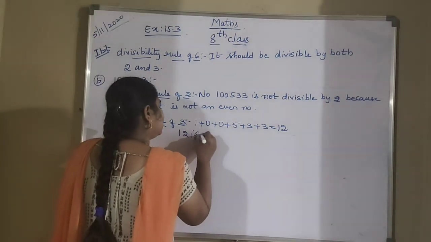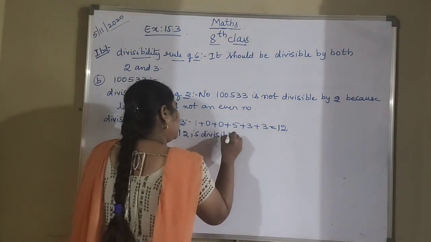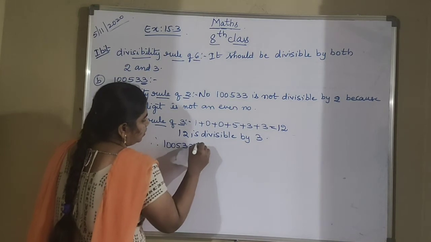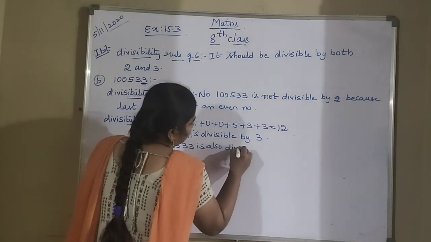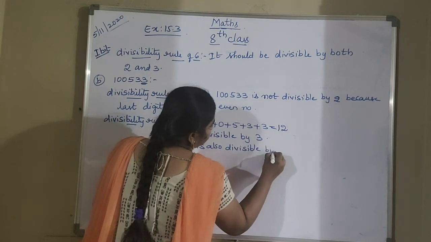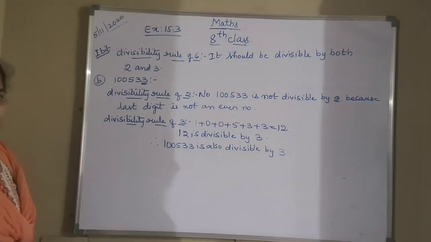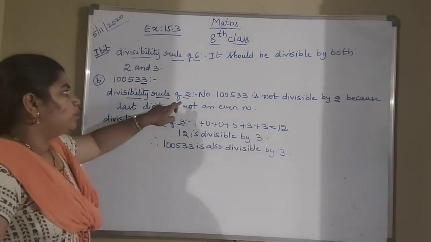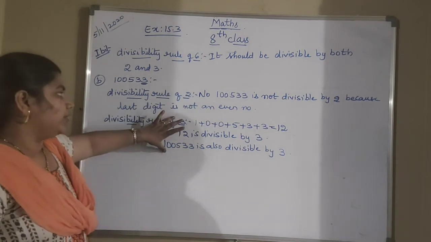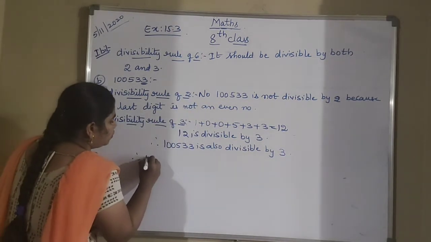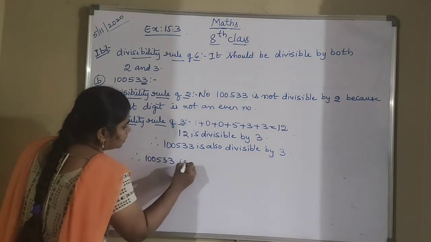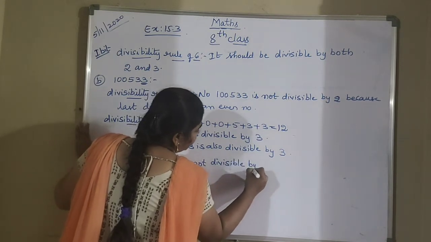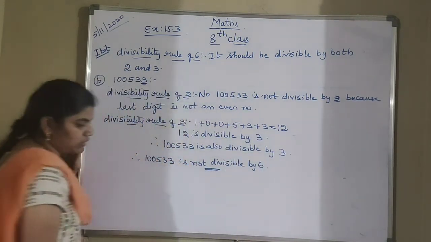So 12 is divisible by 3. Therefore 100533 is also divisible by 3. So is it divisible by 6 or not? No, because it is not divisible by 2, though it is divisible by 3. For the divisibility rule of 6, both should be satisfied, but only one condition is satisfied here. So therefore 100533 is not divisible by 6. So this is our second one.